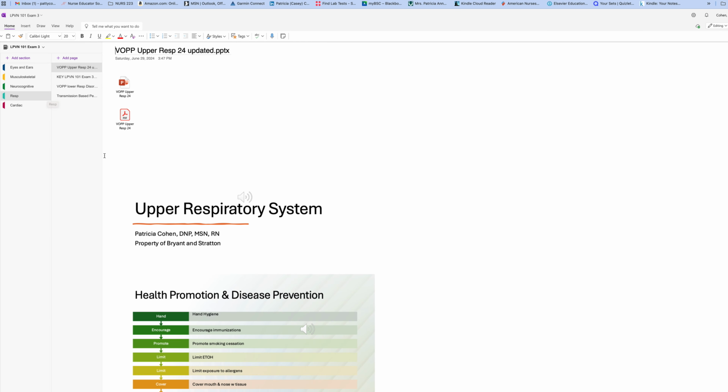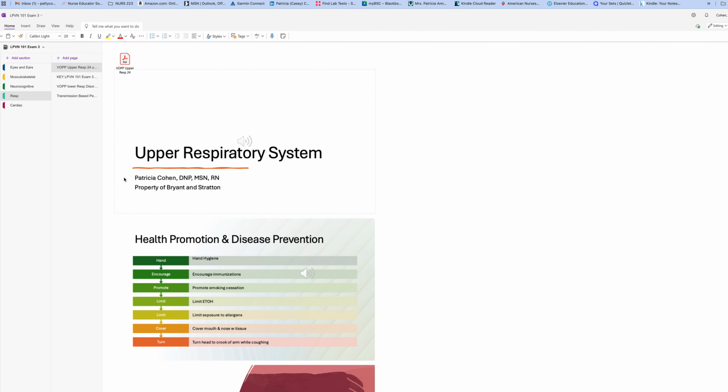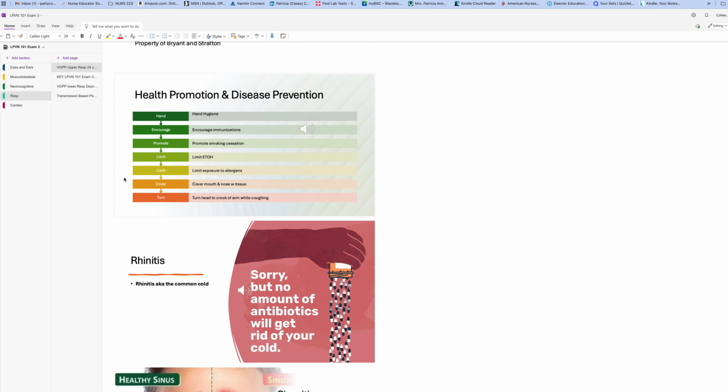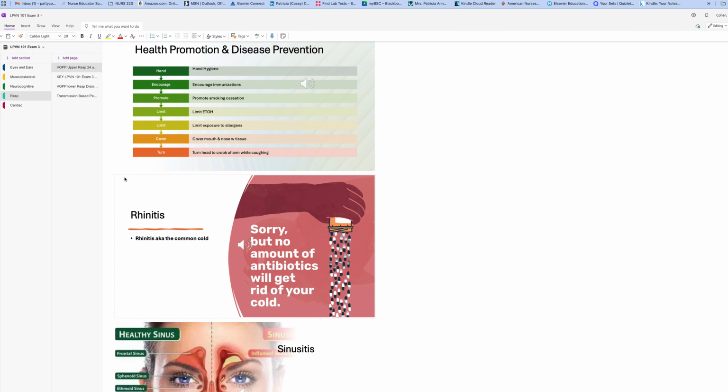Okay, upper respiratory problems. Always hand hygiene, right? Especially during flu season. Don't shake hands with people. Encourage smoking cessation and immunizations.